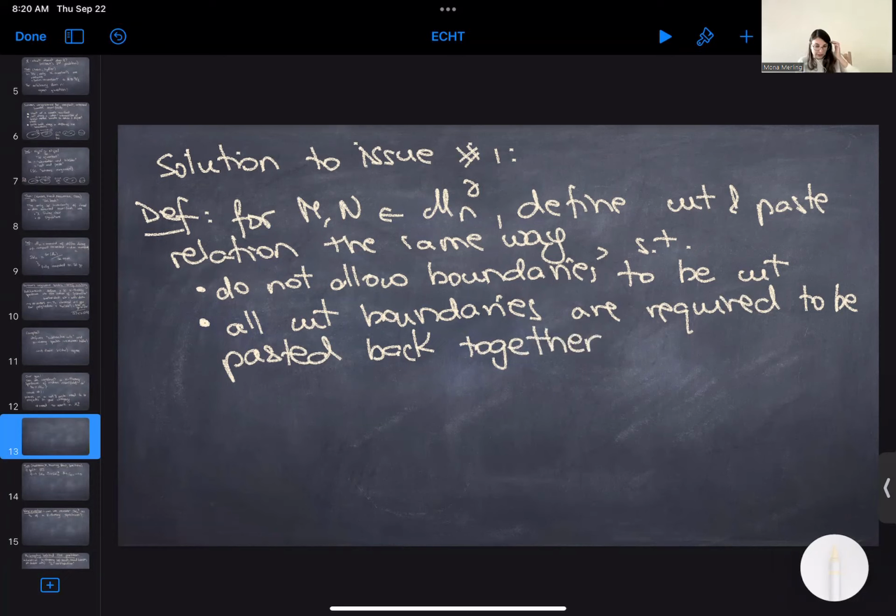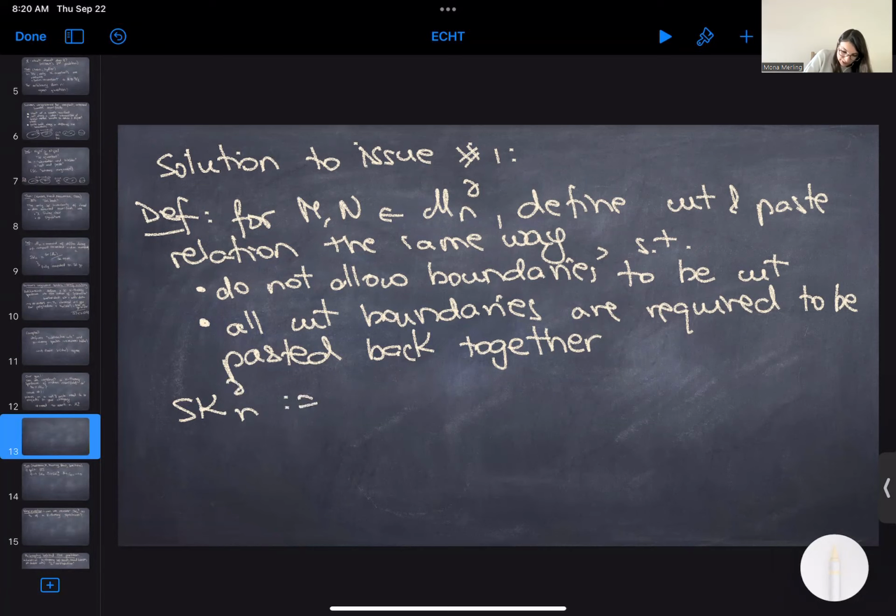Okay, so note that this is a choice. The first one makes sense, right? We don't want to cut along the boundaries and introduce corners or anything like that. But the second one is really a choice. There would have been the option to allow cutting boundaries and allow them to stay cut, because now we have manifolds with boundaries. So that could be fine.